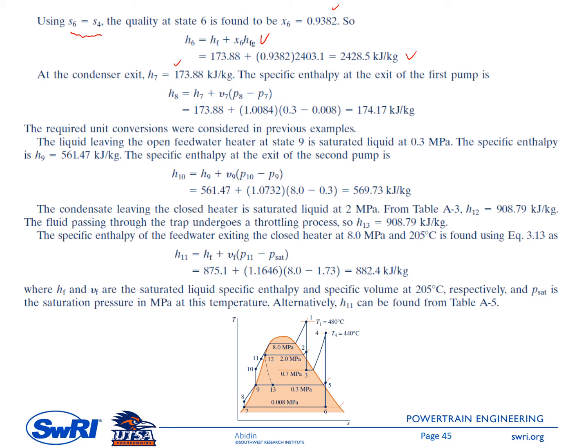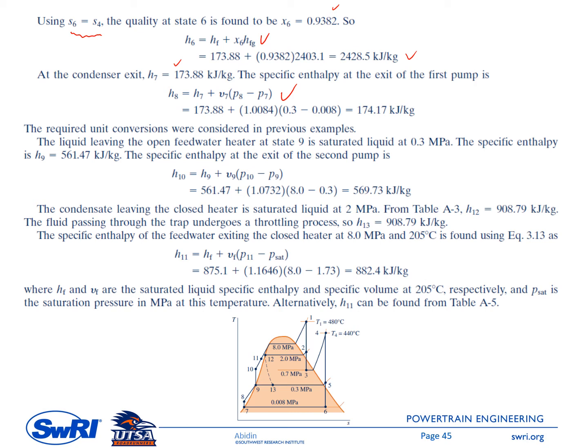So it's shown here, 173.88 kilojoule per kilogram. And then from 7 to 8, this is the process inside the pump. The process is an isentropic process, and you can use this formula to estimate the enthalpy at the pump exit. So H8 equals H7 plus V7 times P8 minus P7. And V7 here is the VF at 0.08 bar.